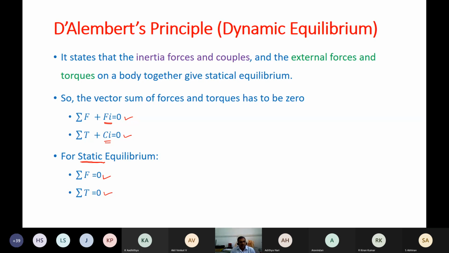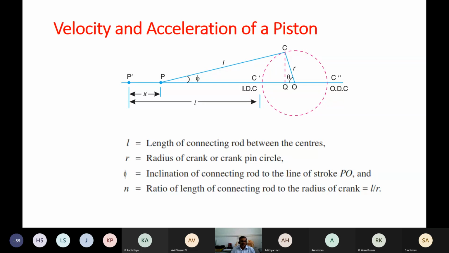So now, this is the slider-crank mechanism. Slider means piston, right? Initially the piston position is this. This is the position of the piston, say when the crank is at the horizontal position. This is the crank, this is the connecting rod, and this is the piston. It is at some position.